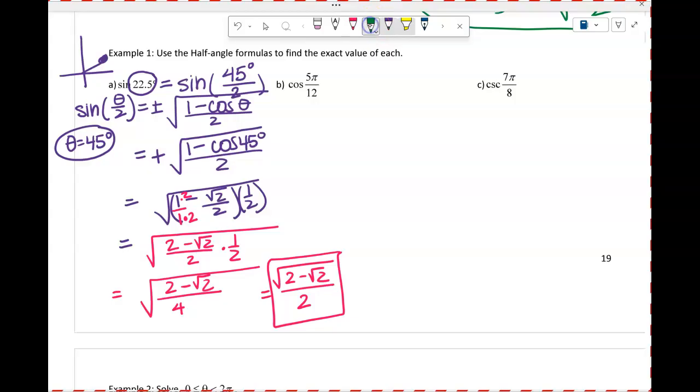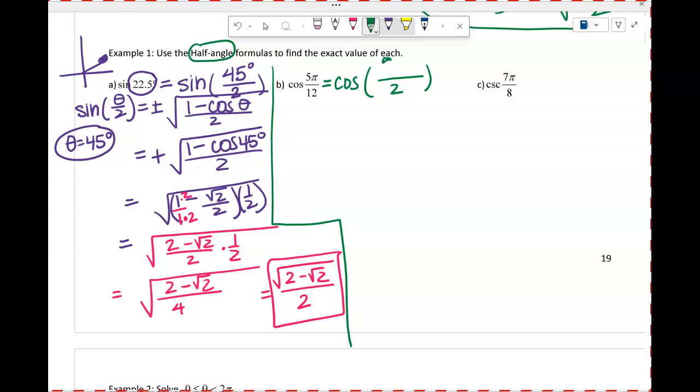All right, let's do B. Cosine of 5 pi over 12 is not something that you guys were asked to memorize on the unit circle, but it says use a half angle. So when you think of half angle, you divide by 2. So what angle, when you divide by 2, equals 5 pi over 12? I hope you guys said 5 pi over 6. The reason is that dividing by 2 is kind of like multiplying by a half. So that's why it equals 5 pi over 6.